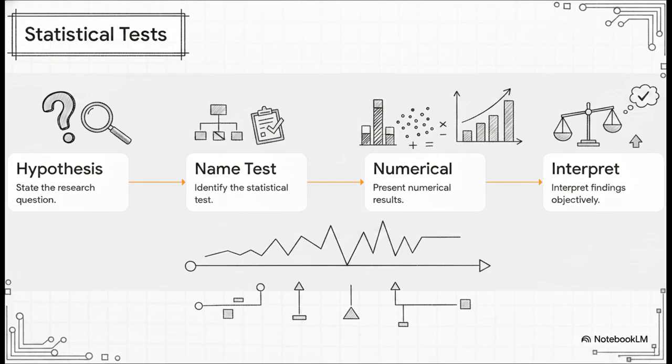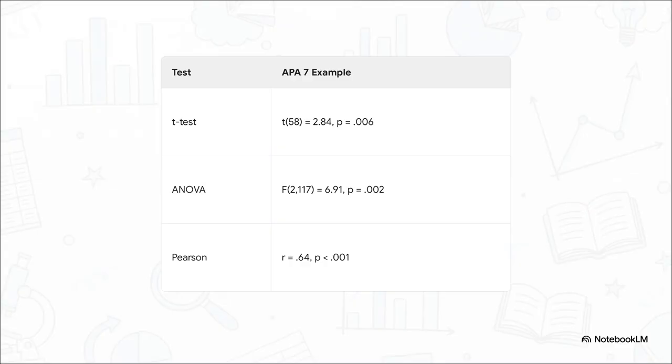Did you find a difference? And was the hypothesis supported? Do this for every single test, and your chapter is going to be basically bulletproof. And honestly, consistency is everything here.